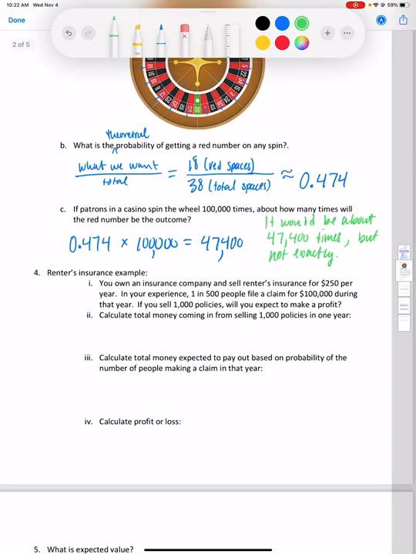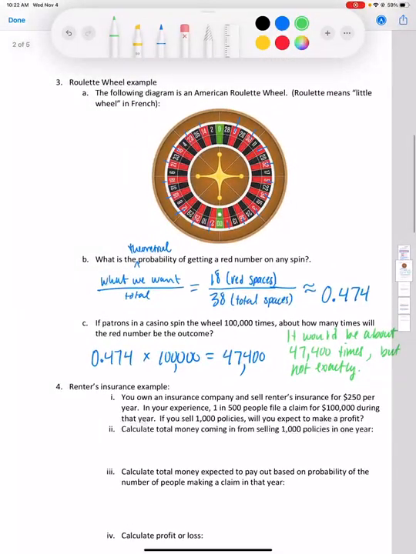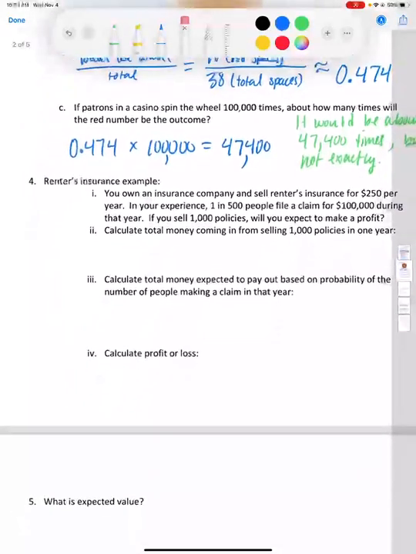So we take our probability for the outcome to be red on one spin, and we multiply that by the number of spins. Then we'll have about how many times we can expect the outcome to be red. That's expected value.